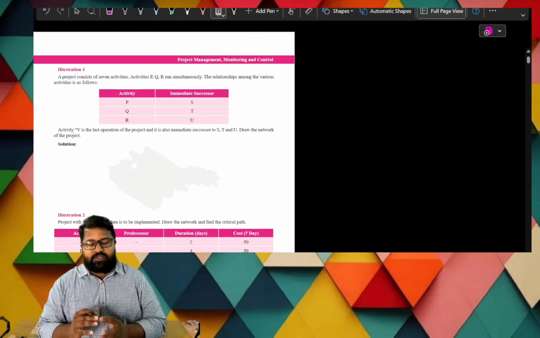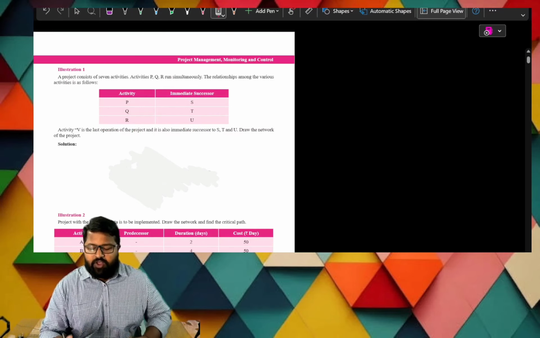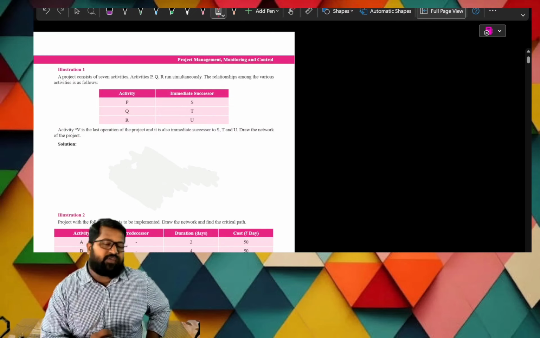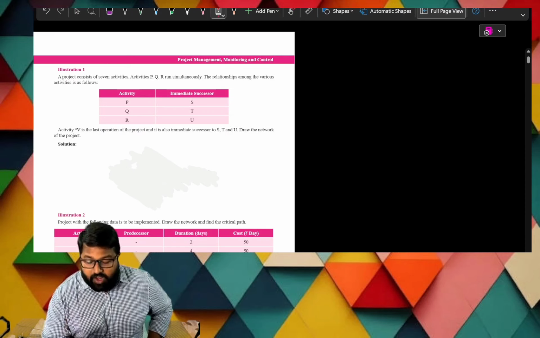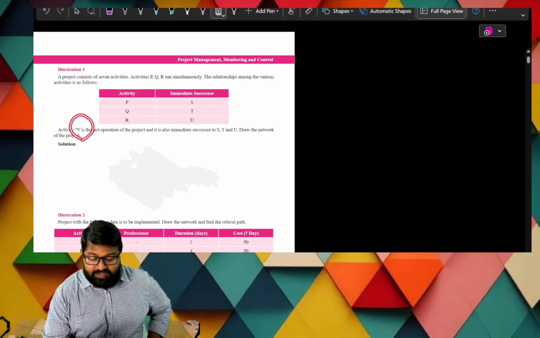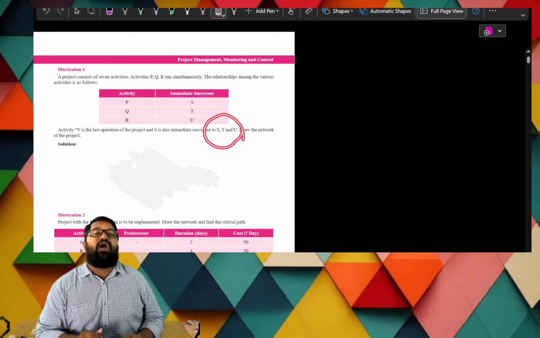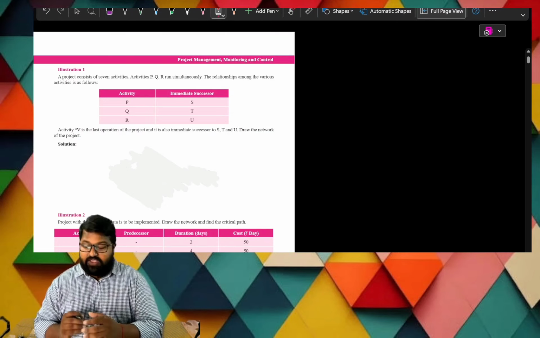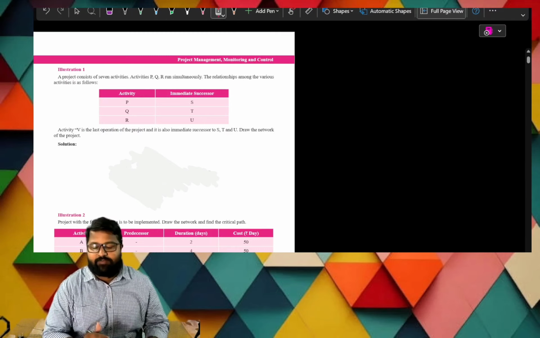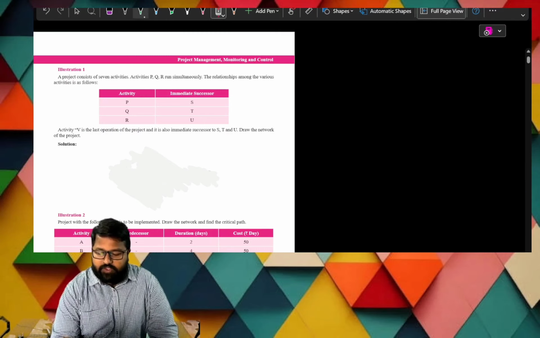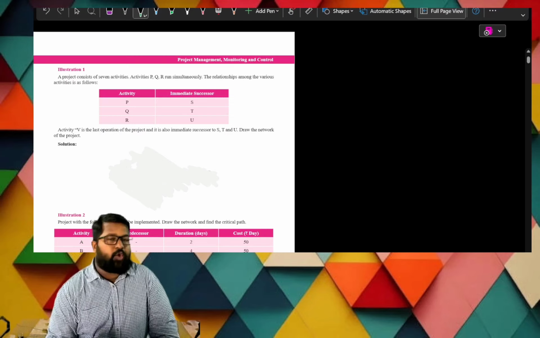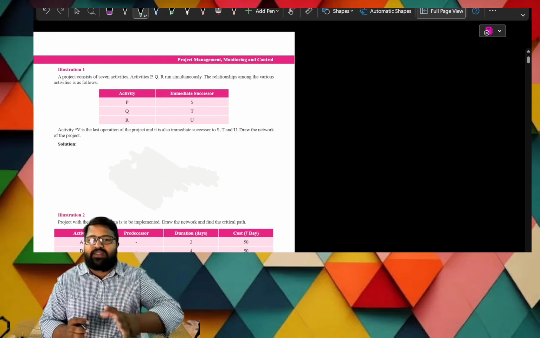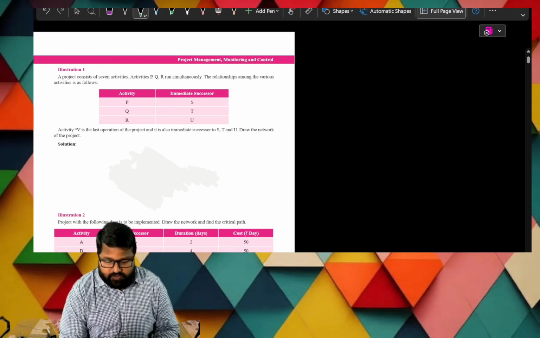This is the process. So now let us start. The last activity is V. V is the last activity, but it is immediate successor to S, T, U. After the completion of S, T, U, we will start activity V. So based on the question, P, Q, R start simultaneously, meaning before them there is no other activity. So let us start.